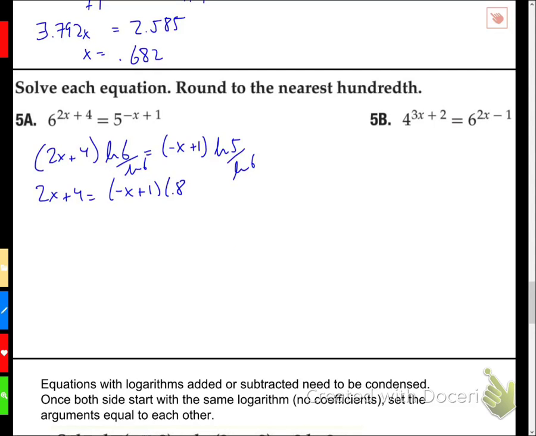Irrational number, 0.898. Okay, distribute, so negative 0.898x plus 0.898. Kind of convenient for me that it was distributed onto x's and 1's. So 2x plus 4 over there. I'm going to add 0.898 to both sides. I'm going to subtract 4 from both sides right here. So 2.898x equals 0.898 minus 4. Okay, negative 3.102.